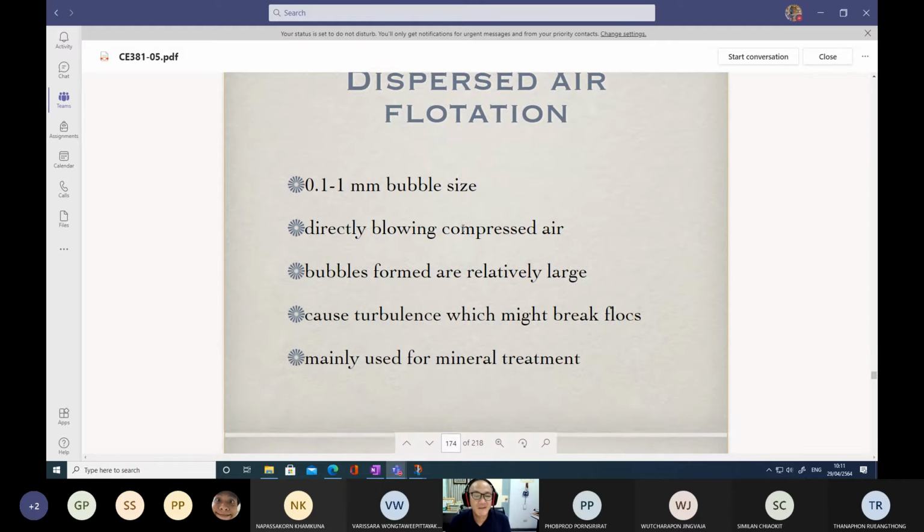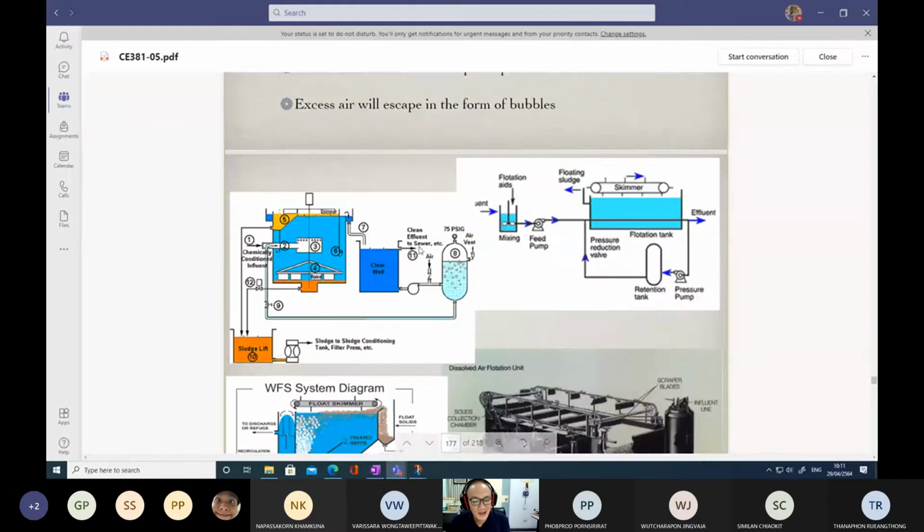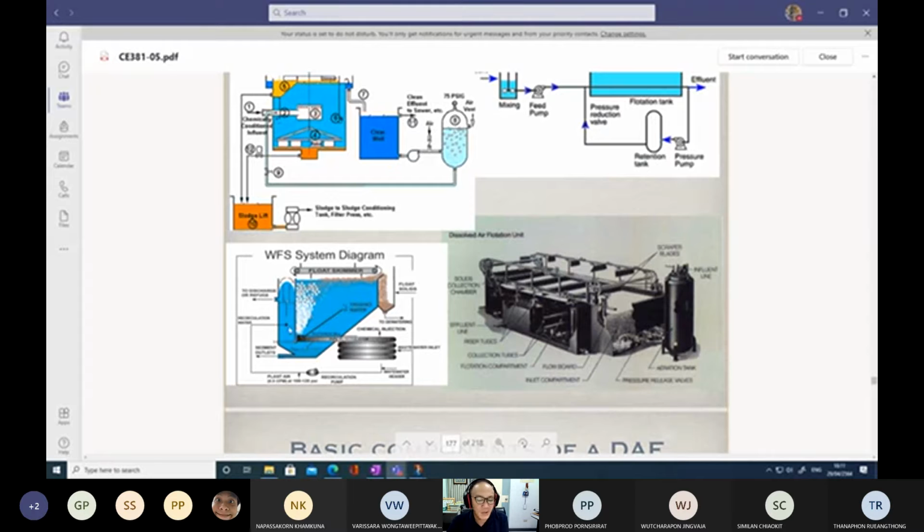So dispersed air flotation is just the flotation tank. We blow the air directly, with very fine bubbles. The size could be less than 1 millimeter. But anyway, this one is actually not very efficient. Sometimes it creates too much turbulence in the tanks.